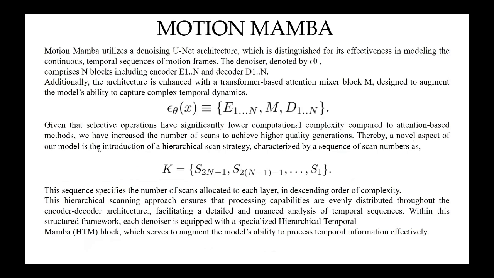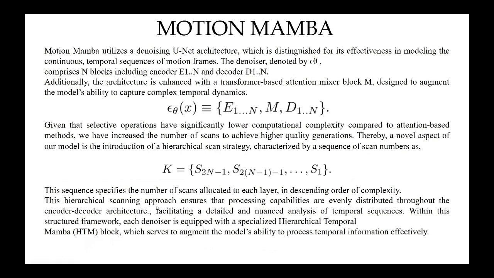Thereby, a novel aspect of the model is the introduction of a hierarchical scan strategy characterized by a sequence of scan numbers. As you can see, there are different layers, and in each layer we are doing a different number of scans. This sequence specifies the number of scans allocated to each layer in descending order of complexity. So first we will do 2n minus 1, then 2n minus 3, and it will have the most complexity, and this the least complexity.